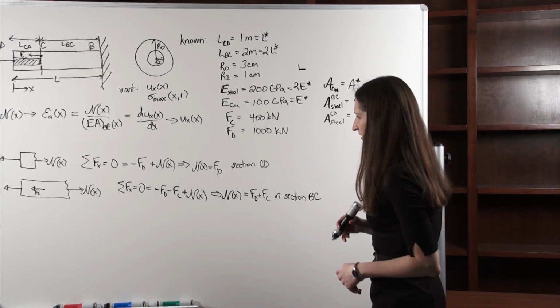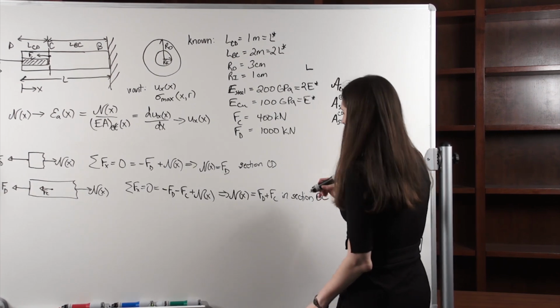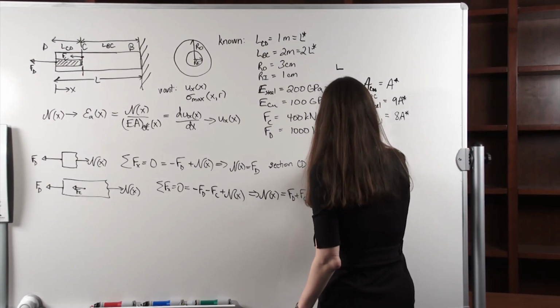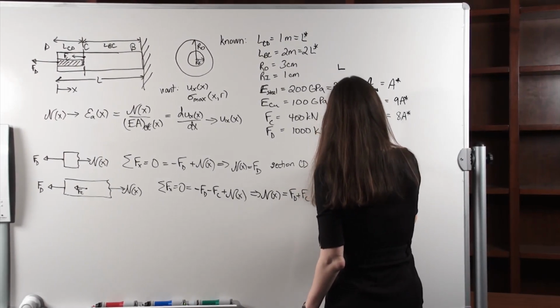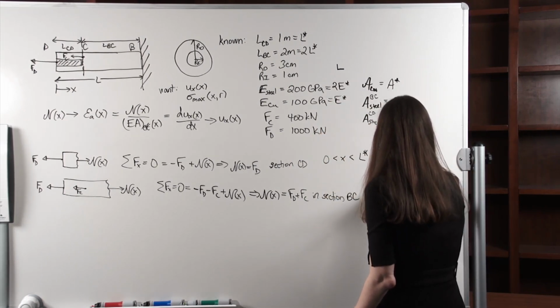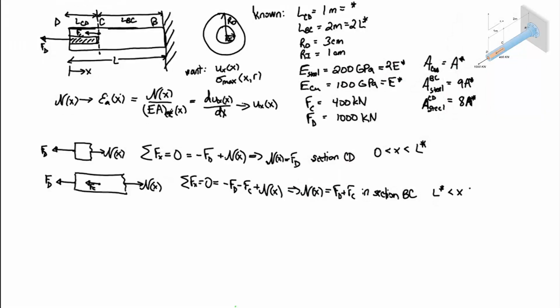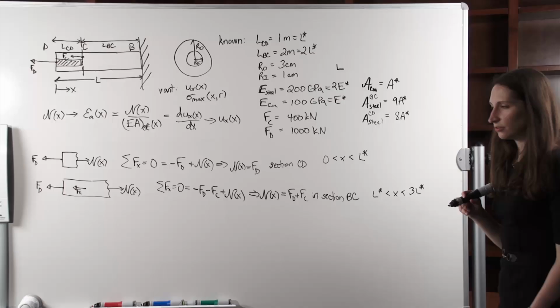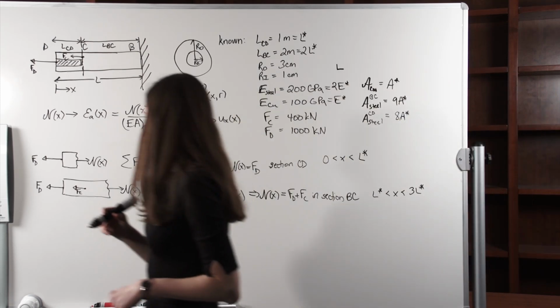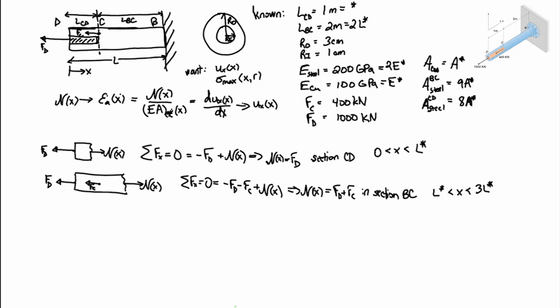So let's go back to this, and let's just write this down in terms of x. Section CD goes from x is 0 to L star, and then section BC goes from L star to 3 times L star. Okay, great. So now we just need to find our EA effective before we can get to the strain. Remember that EA effective is a function of x.